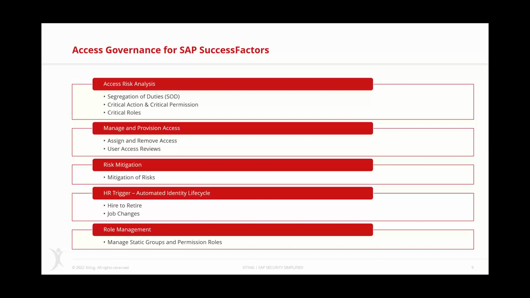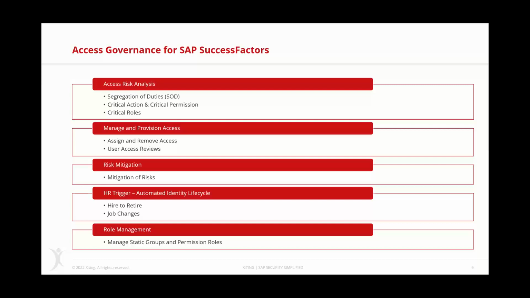As part of the access request processes, you can obviously also integrate risk mitigation. So you can mitigate risks, whether it's part of the access request process or as part of the risk analysis. All that functionality is also available for SuccessFactors. And then last but not least, and I think that's very interesting, is that HR trigger functionality that's now also enabled for SuccessFactors. That basically allows you to cover the entire hire to retire process, the job changes. All that is supported natively with SuccessFactors as well.